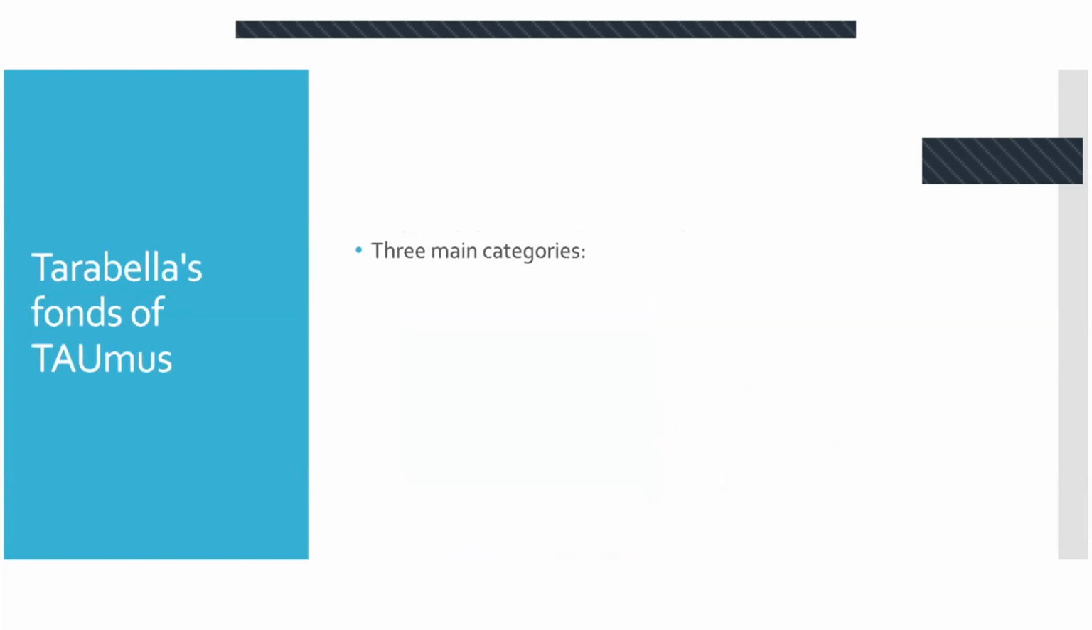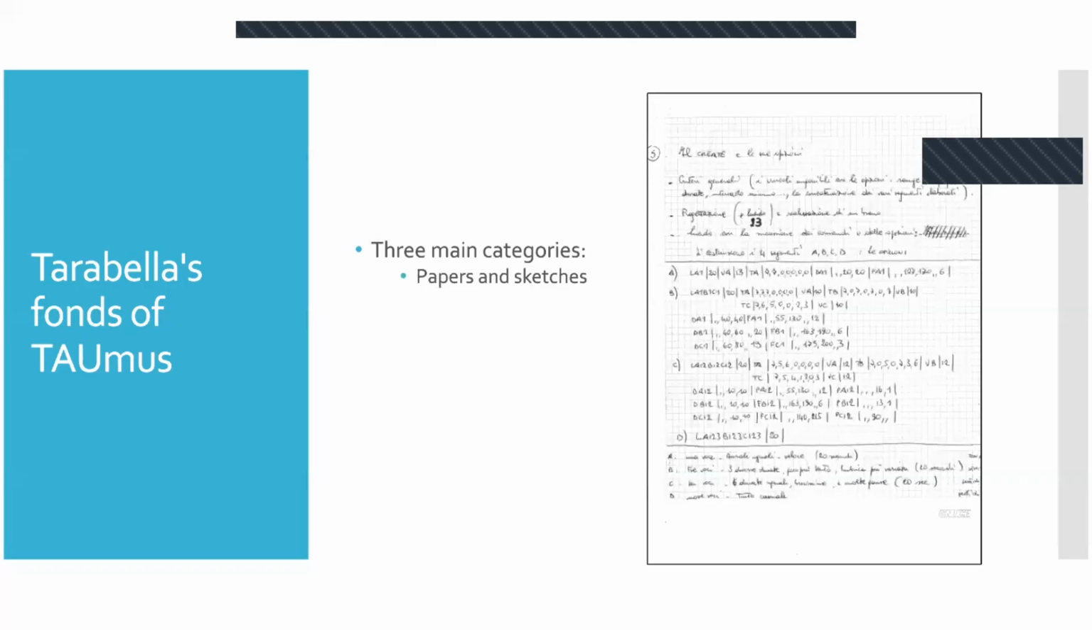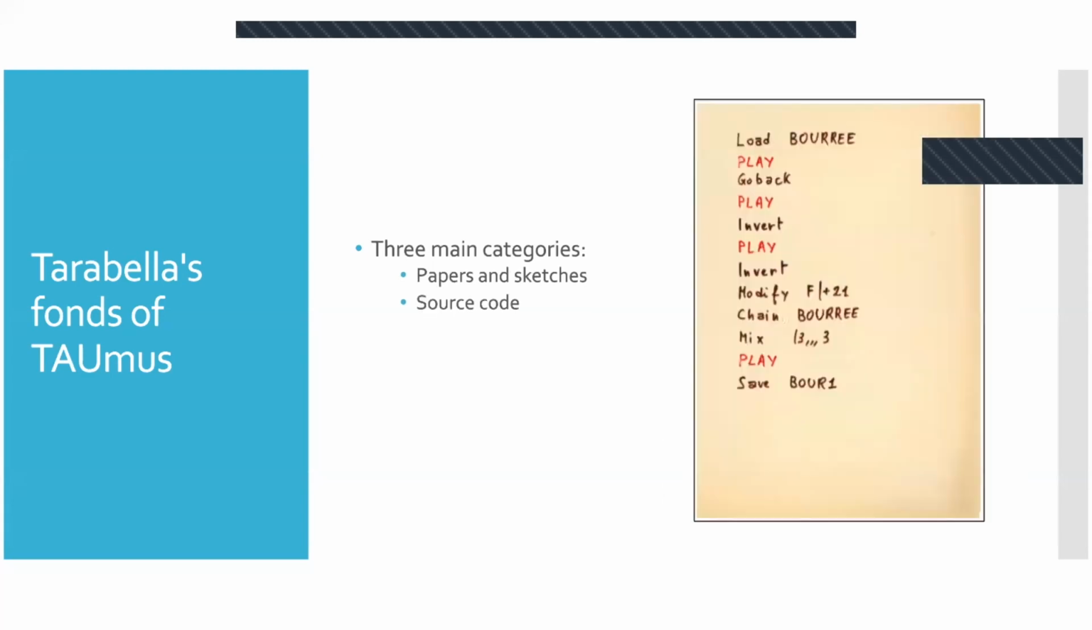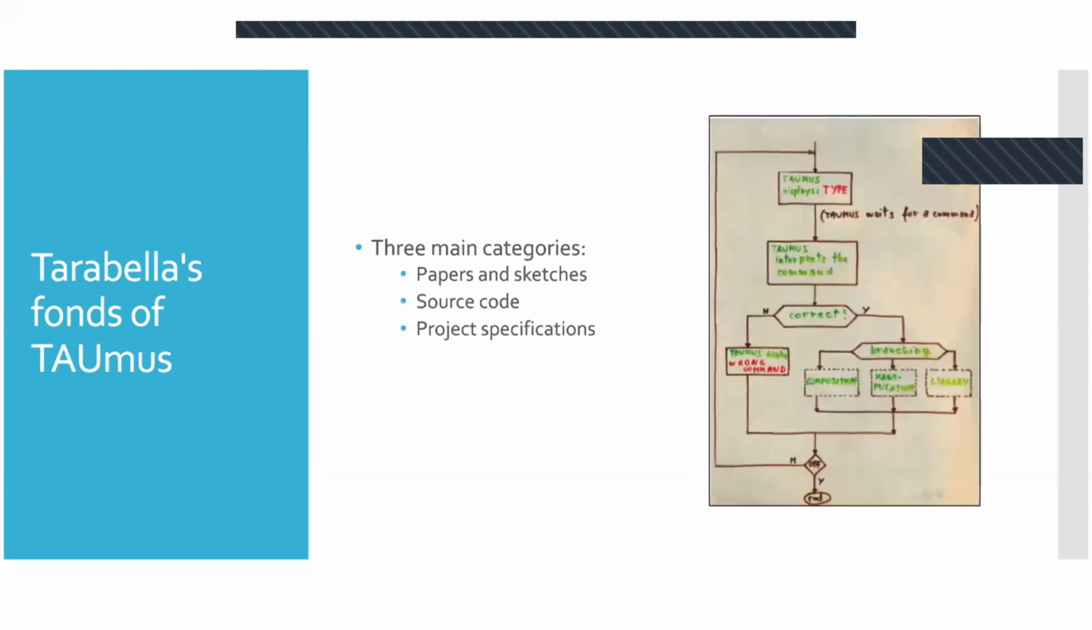Let's go back to TAUMus and see what kind of sources we had. We had three kinds of different material: papers and sketches by Grossi and other members of the research team, but also source code and project specification. All of this was on paper.